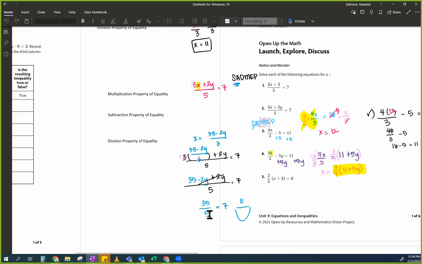If this said something like 35 divided by 5 and this side said 6, you did something wrong. Go find your mistake. I've had students say, oh, this is wrong. And then they write that. And I'm like, well, then why didn't you fix it? You need to fix your wrongs, right?